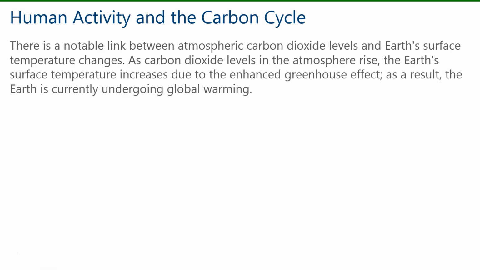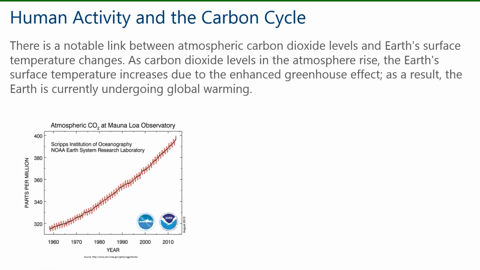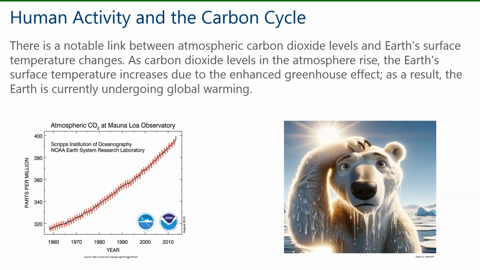There is a notable link between atmospheric carbon dioxide levels and Earth's surface temperature changes. The graph below shows the increase in atmospheric carbon dioxide levels since 1960. As carbon dioxide levels in the atmosphere rise, the Earth's surface temperature increases due to the enhanced greenhouse effect. As a result, the Earth is currently undergoing global warming.